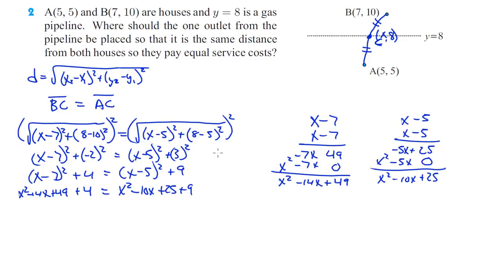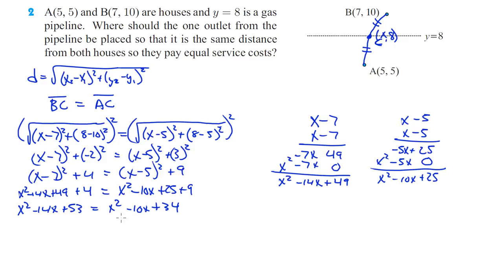Okay, so I'm sure you're saying it's like, oh, this doesn't look a lot like a lot of fun, and it's not too bad. So let's do this. Let's simplify each side first. So we'll have x squared minus 14x, 49 and 4 is 53, equals x squared minus 10x plus 25 and 9 is 34.